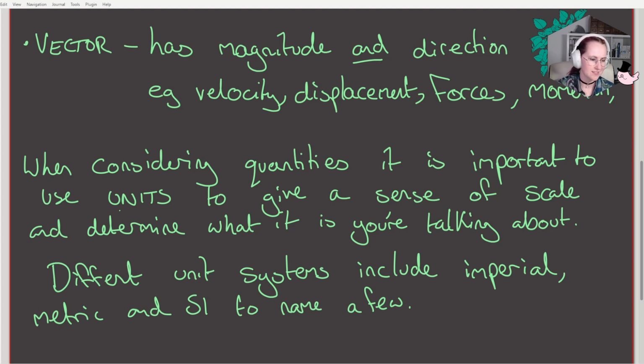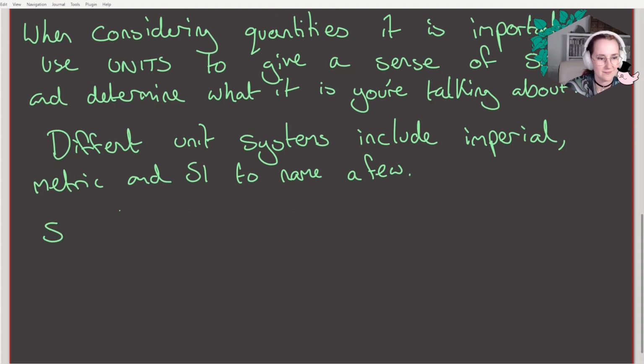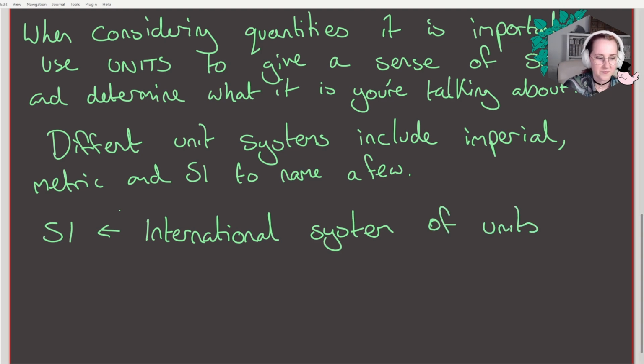And the SI units are the International System of Units. These are basically the units that are agreed upon in the scientific community. They're also standardized. It's the modern form of the metric system. And there are base SI units, and then there are derived units in SI.